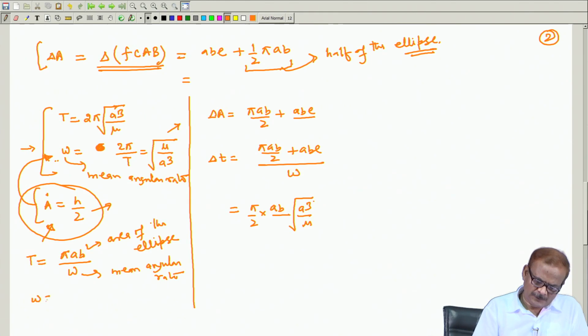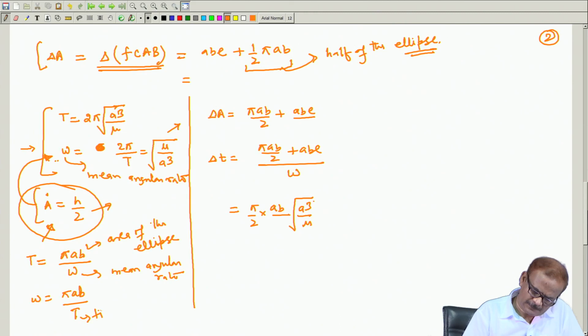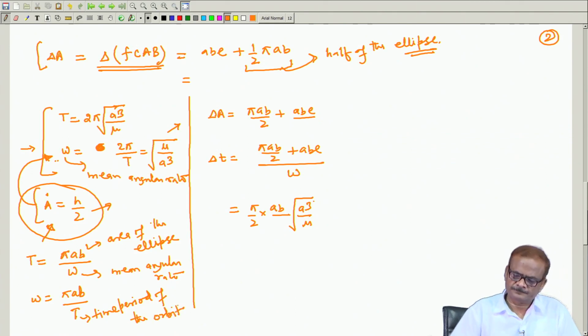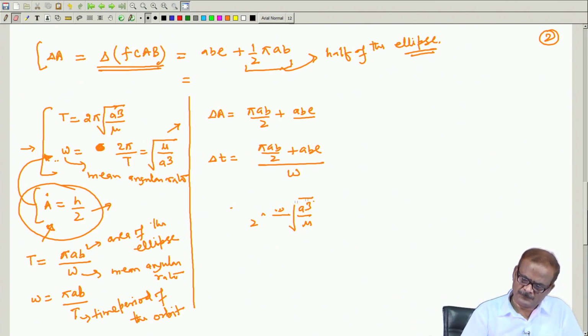Okay. So omega also can be written as pi a b divided by t, where t becomes now the time period. This is the time period of the orbit. So either we can go through this, so let us go through this route, because this will be little simpler to work with. We can do it fast.